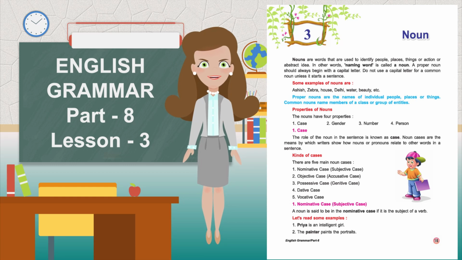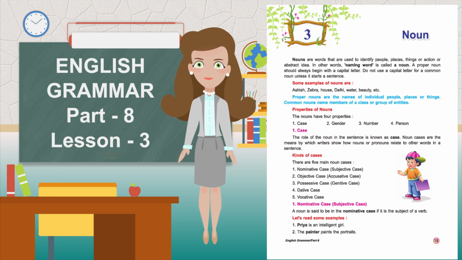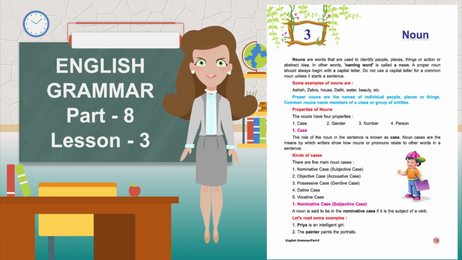Lesson 3: Noun. Nouns are words that are used to identify people, places, things, actions or abstract ideas. In other words, a naming word is called a noun. A proper noun should always begin with a capital letter. Do not use a capital letter for a common noun unless it starts a sentence.